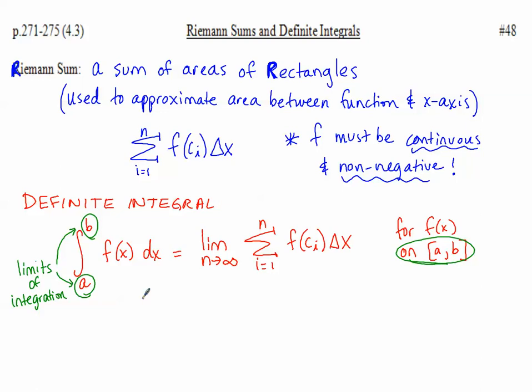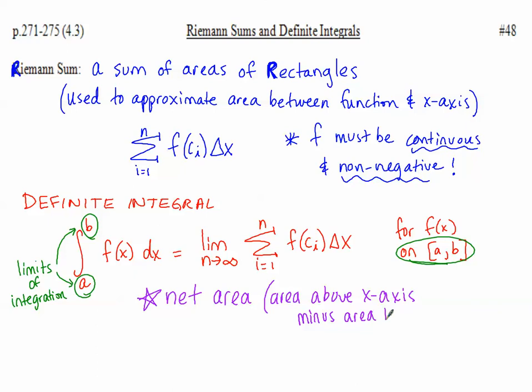The definite integral represents, and you'll want to write this down in your notes, the net area. That is the area above the x-axis bound by the function and the x-axis minus the area below the x-axis. Okay, the net area, subtracting what's above minus what's below. Because of the way the definition is written, if we're using function values, the function values below the x-axis will be negative.